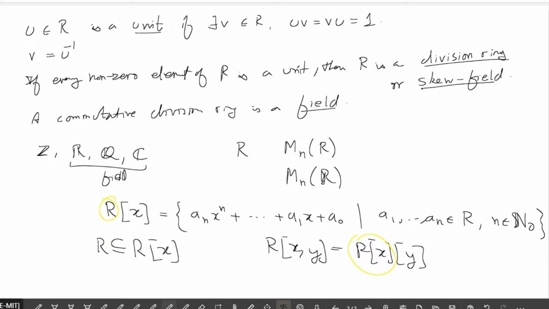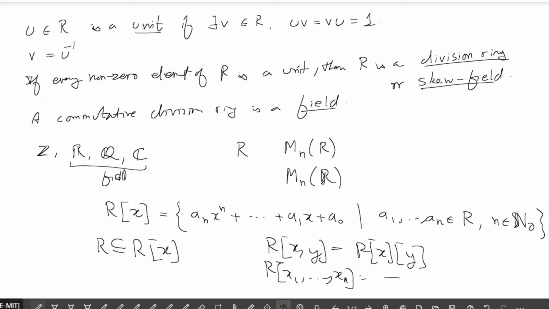Only you use a new indeterminate. Otherwise, it's not proper. You have to use a new indeterminate. But it's not that it's always defined this way. You will define this and this separately and show that they're equal. Okay. But for our use, we just define it this way. So you can always define R[x1, x2, ..., xn] in the same manner by induction.